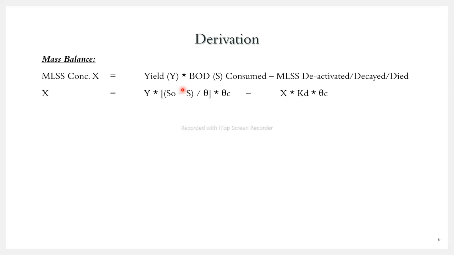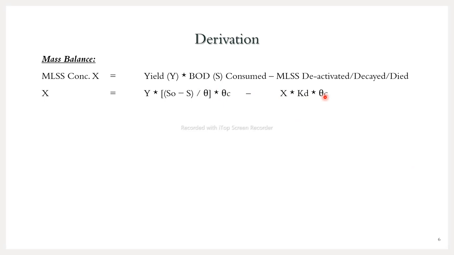Theta is the time. One is your hydraulic retention time, and another one is cell retention time. So to convert from HRT to cell retention time is required, because one is in continuous flow and bacteria is present within that reactor only. It is not incoming, not even outgoing. So that's why the time scale conversion is required. Minus X into kd into theta c.